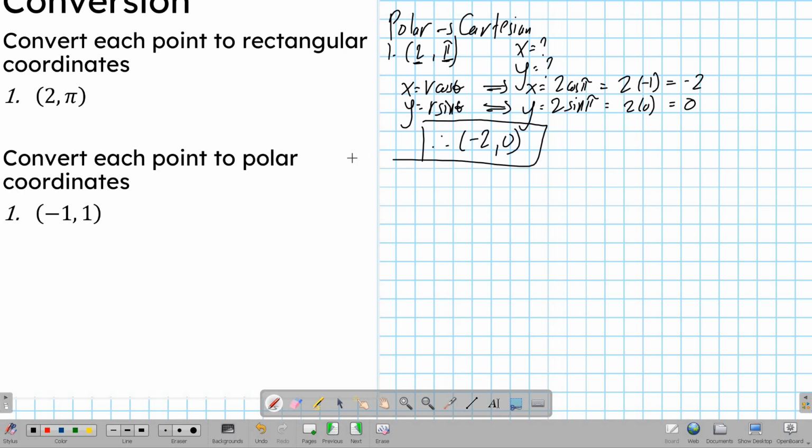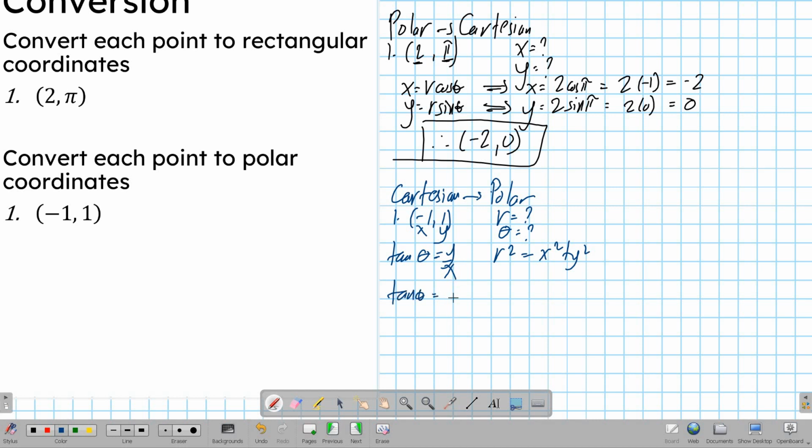Now, if we're going to do the vice versa, from Cartesian to polar, we have the point (negative 1, 1). Then we need to look for r and theta. What we have in our formulas is that the tangent of theta is equal to y over x, while for r, r squared is equal to x squared plus y squared, given x and y. So first, for theta, tangent of theta will be equal to y, which is 1, over x, which is negative 1. Therefore, tangent of theta would be equal to negative 1.